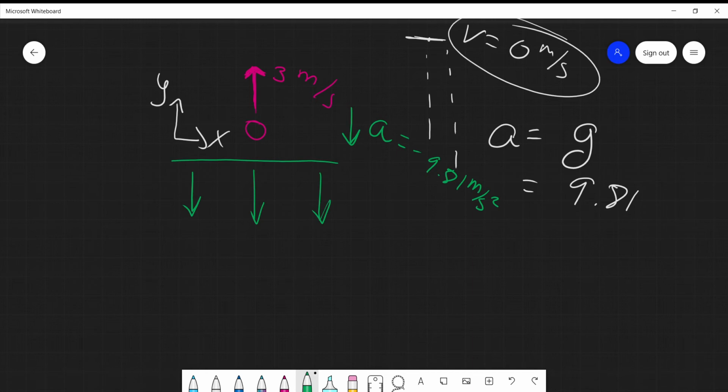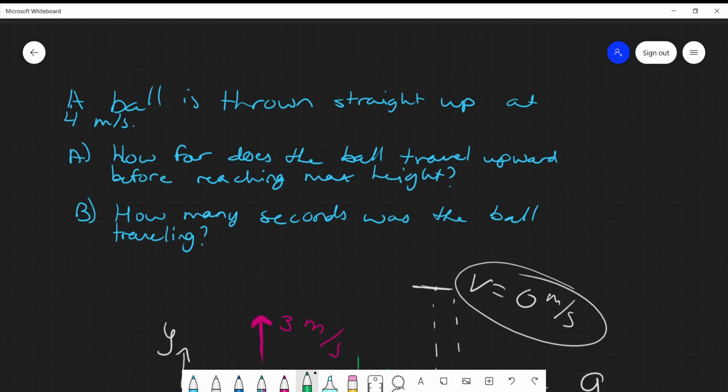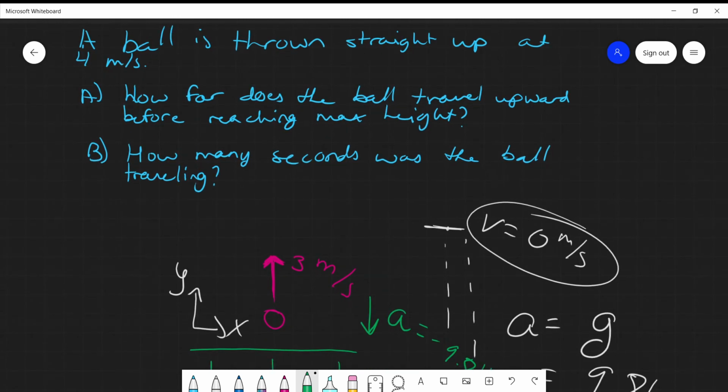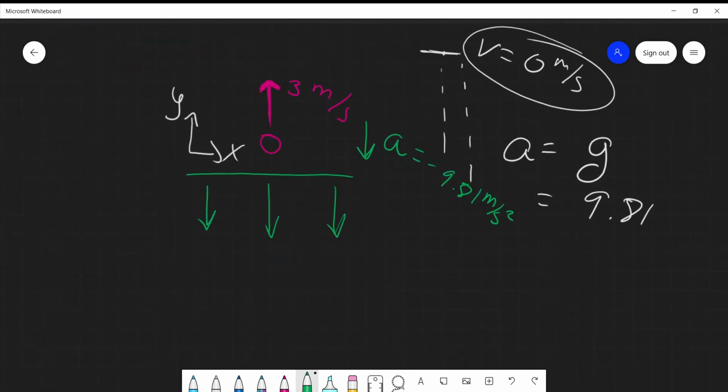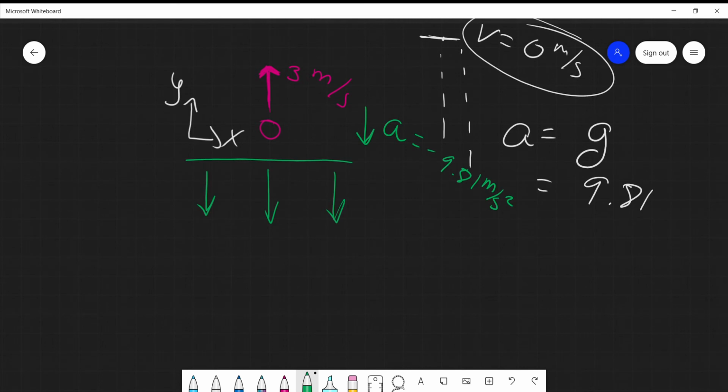Okay, so part A is distance. So how far does the ball go? That is distance, which means we're going to want to use the kinematic equation that relates velocities, acceleration, and distance all together. And that is VF squared equals VI squared plus 2A delta Y, because it's in the Y direction.